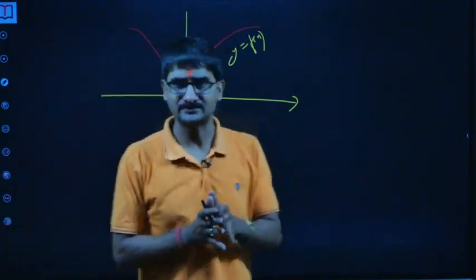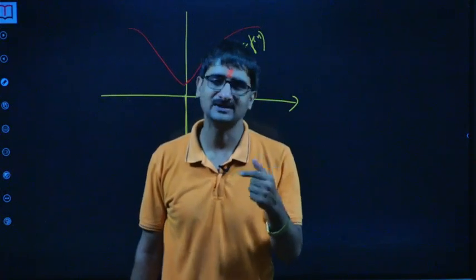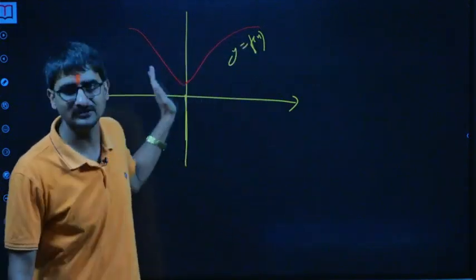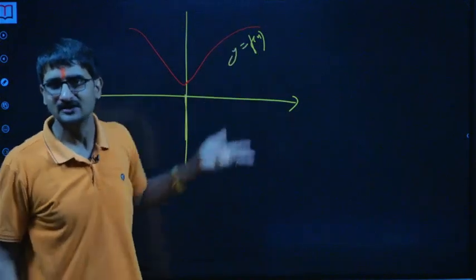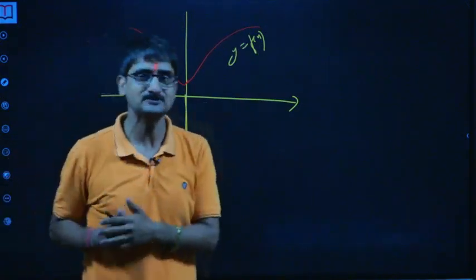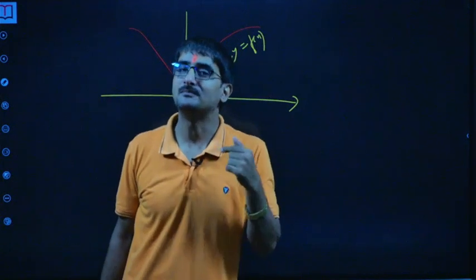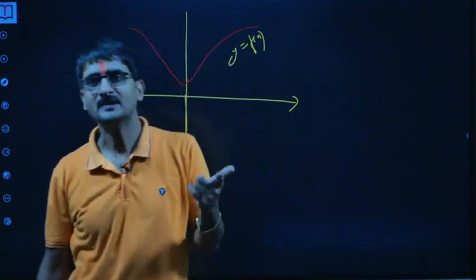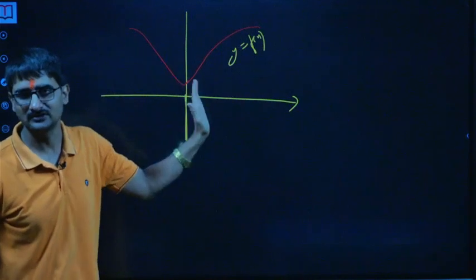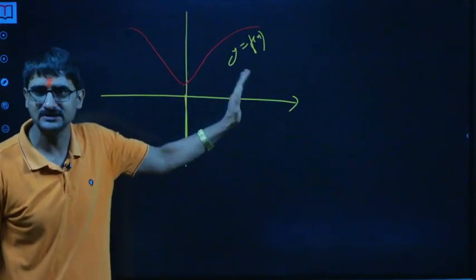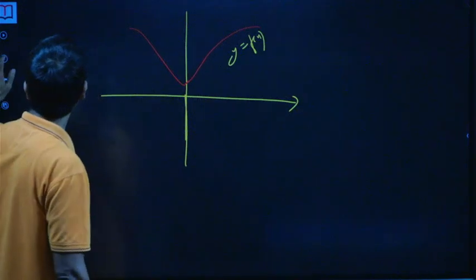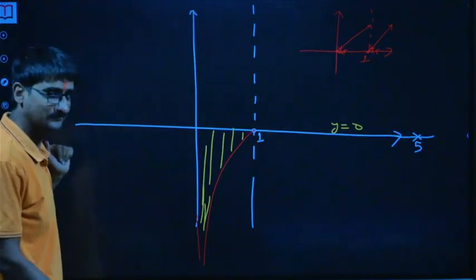F(mod x), because mod x is the same as x when x is positive. So for positive x on the right side of the y-axis, it remains the same. F(mod x) is f(x), but on the left side, f(mod x) is f(minus x). So you have to take the mirror image of whatever portion of the curve you have on the right side on the y-axis to get the corresponding curve on the left side.